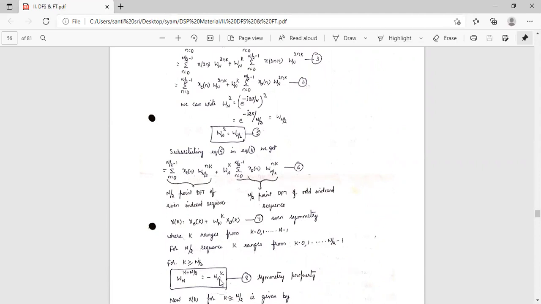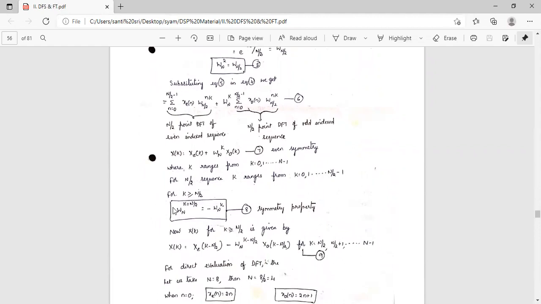Where k ranges from 0 to N minus 1. For the N by 2 sequence, k ranges from 0 to N by 2 minus 1. For k greater than or equal to N by 2, W_N power (k plus N by 2) is equal to minus W_N power k. That is the symmetry property, equation number 8. Now X of k for k greater than or equal to N by 2 is given by X of k equal to X_e of (k minus N by 2) minus W_N power (k minus N by 2) into X_o of (k minus N by 2) for k equal to N by 2 plus 1 up to N minus 1. That is equation number 9.